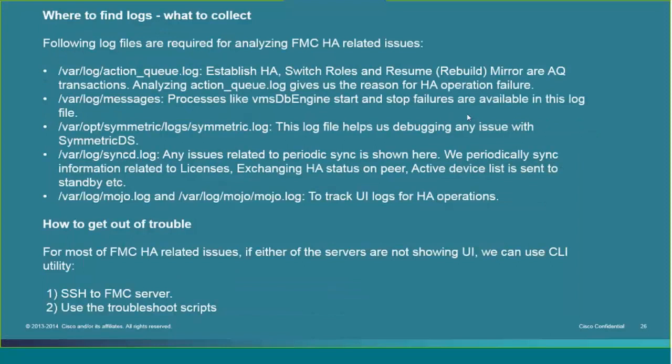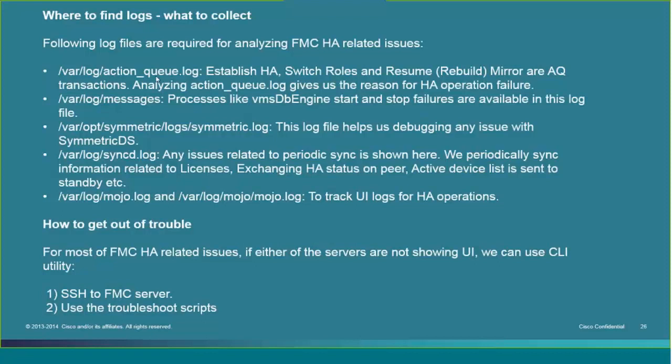Alright, so now that we have moved past the visual inspection, where do I look at logs on the Firewall Management Center itself to understand the reason for the failure? So I would start by looking at action queue messages, which indicate state changes on any task that is happening. That would be displayed on your action queue log.